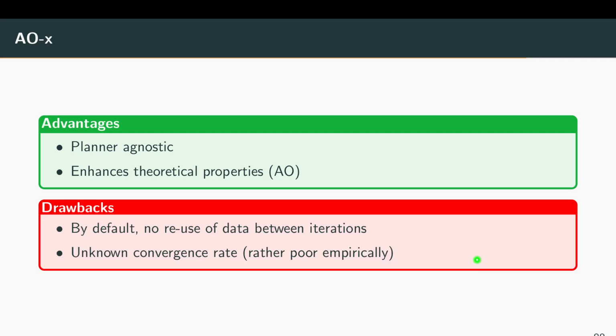What's not so great is that if you do it plainly like here, then you don't really use information between iterations. There are some small changes that you can do to reuse information, but it actually turns out that it doesn't necessarily improve convergence rate, at least. And the reason is that what reusing typically means is that you just prune away parts of the trees that are high cost.